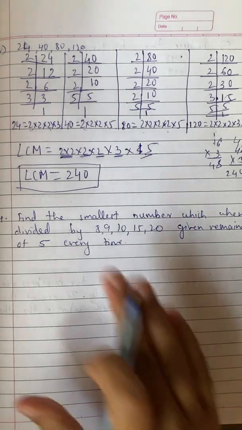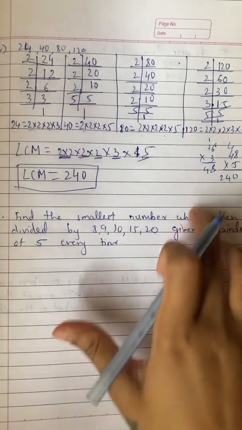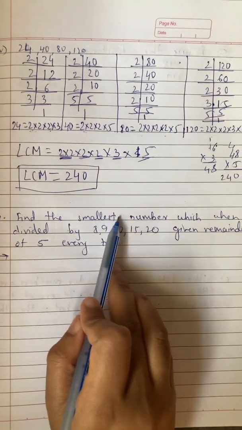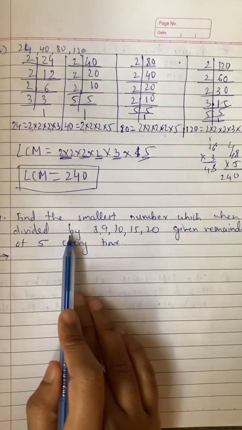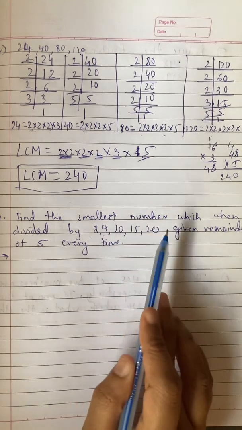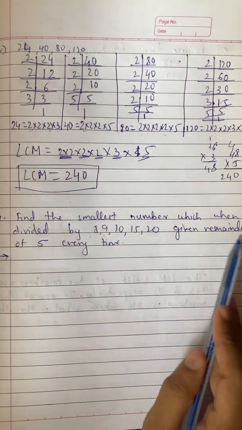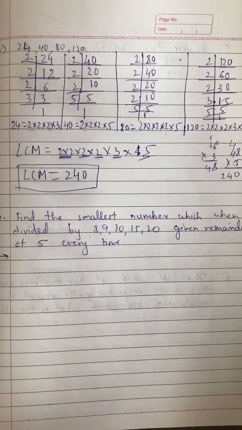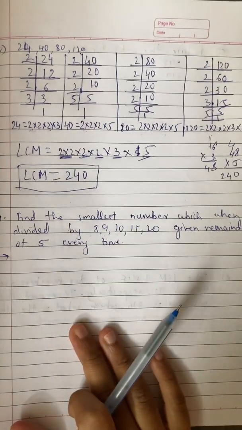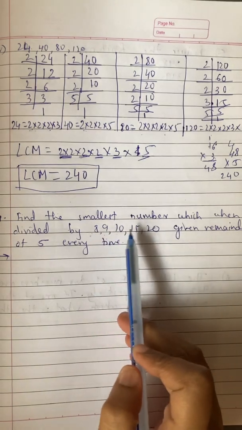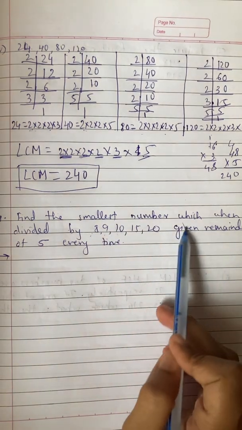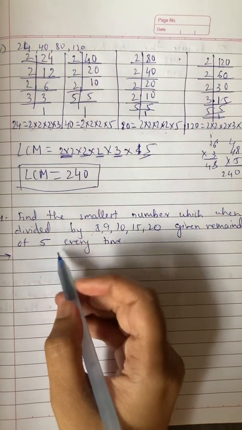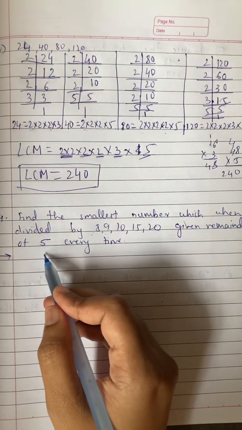Okay, now the next sum which we have already studied in the examples. Find the smallest number which when divided by 8, 9, 10, 15 and 20 gives remainder 5 every time. So you have to find a number which is first divisible by 8, 9, 10, 15 and 20, and then we have to add remainder 5 to it. So what we have to do, we have to find out the LCM.